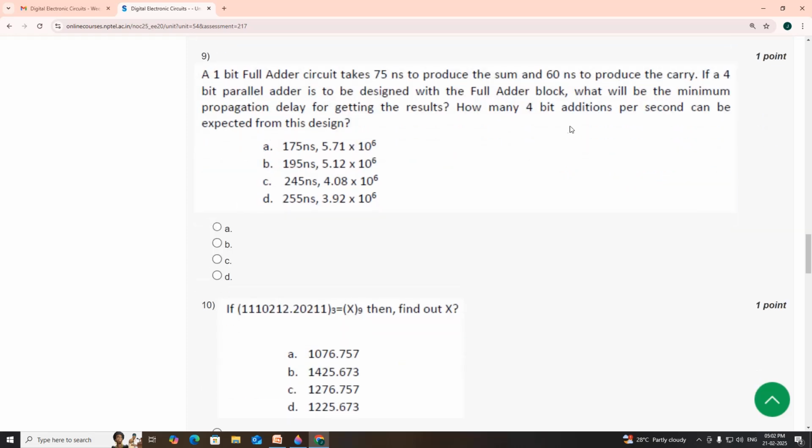Ninth one. They have given a 4-bit binary adder. We need to find the minimum propagation delay for getting the results. The full adder takes 75 nanoseconds for the sum and 60 nanoseconds to produce the carry. It is a parallel adder. We will see the solution.